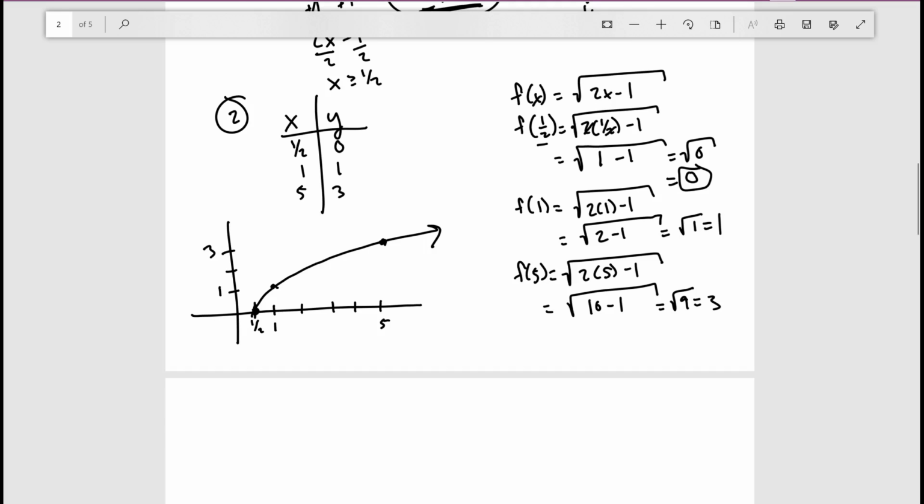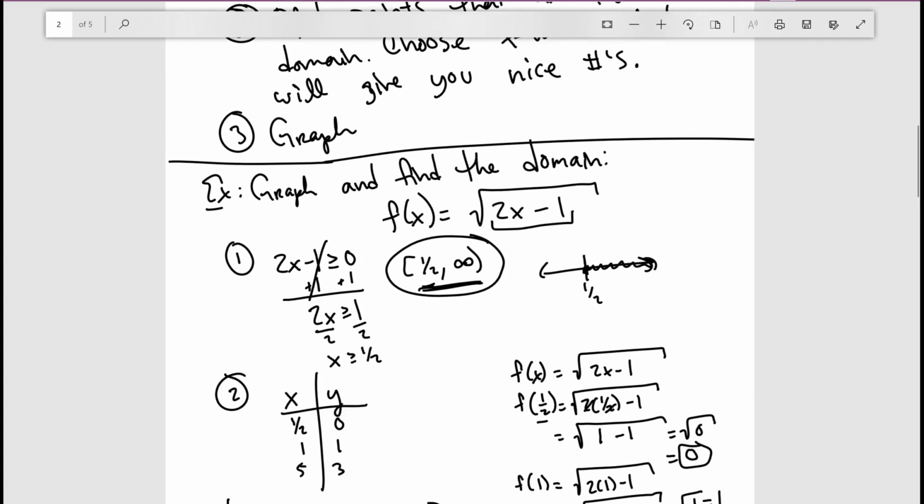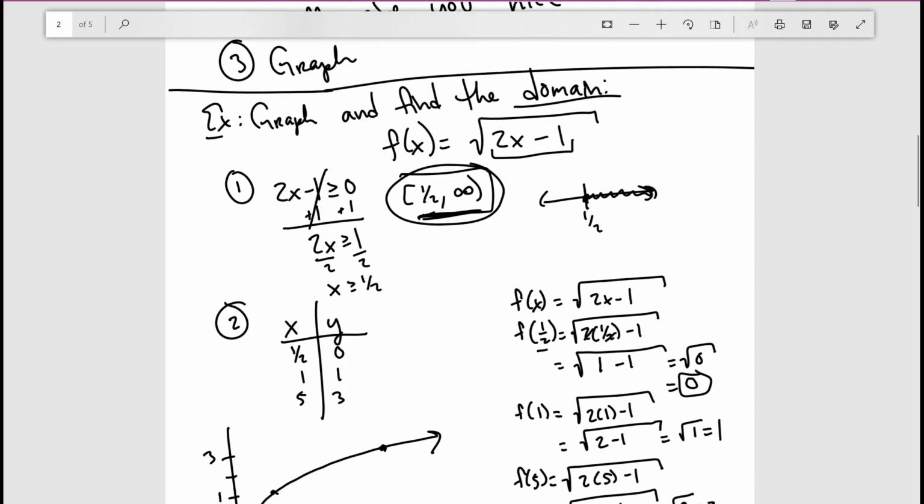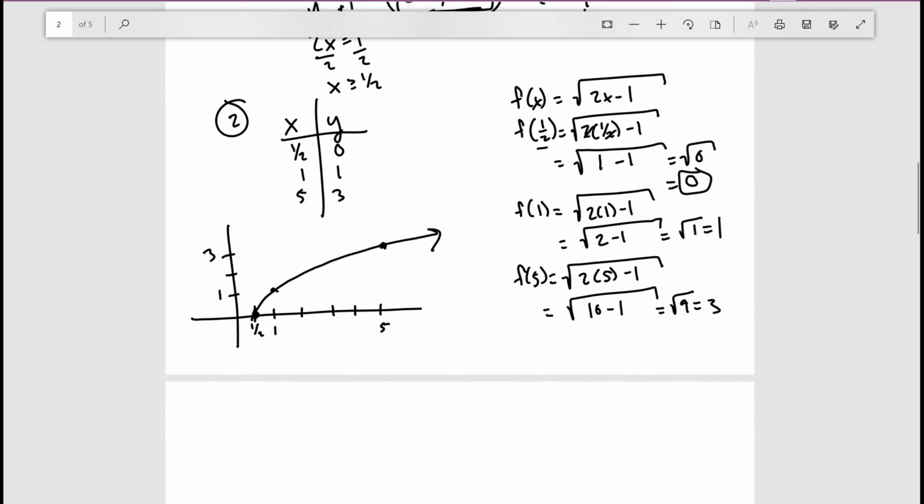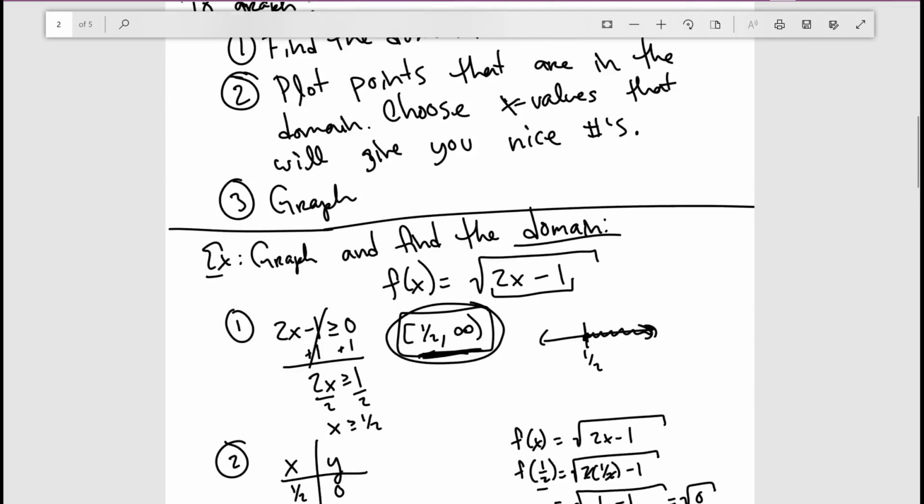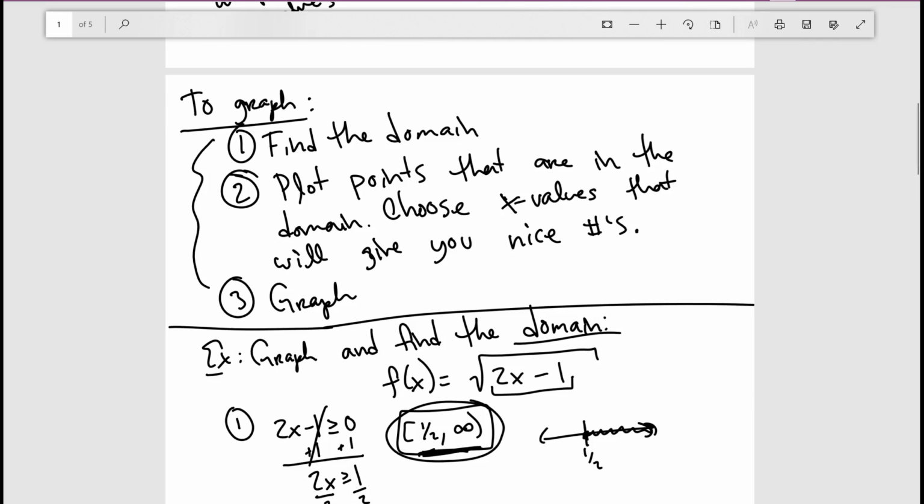And then one of the last things that we were asking for is, what is the domain? Well, we already found the domain from the very beginning. You could have gotten it from just setting it greater than or equal to 0, or just by graphing this, knowing that it starts at 1/2, going all the way to infinity. Okay, that's all there is to it. Just follow these directions. These will really be a really good guide, and that's basically all it is.